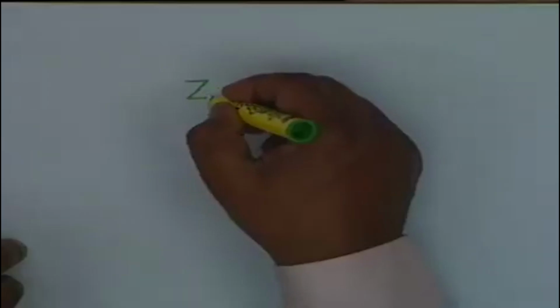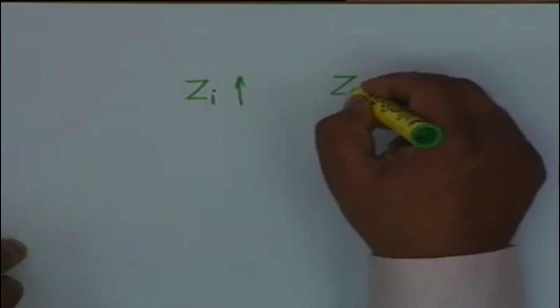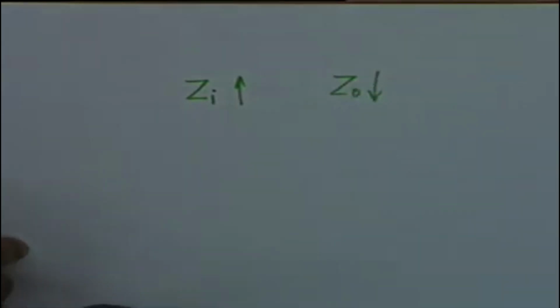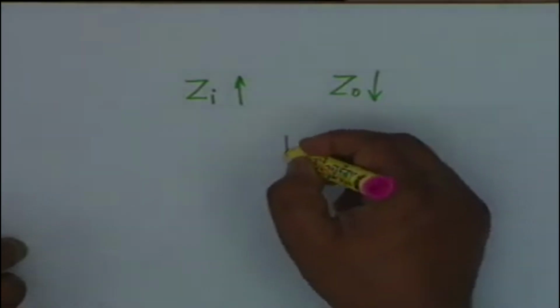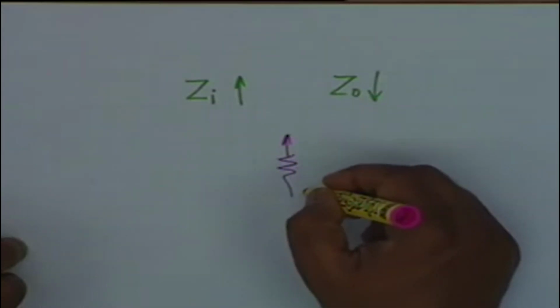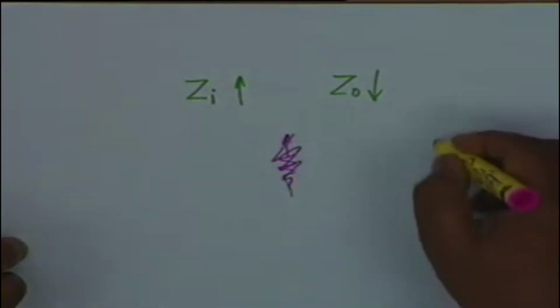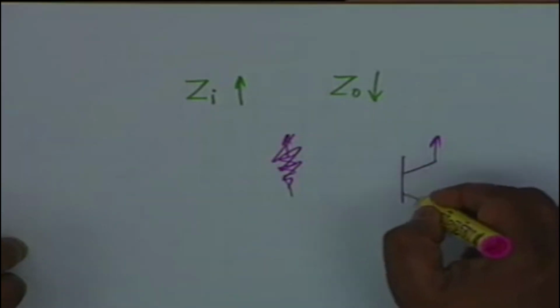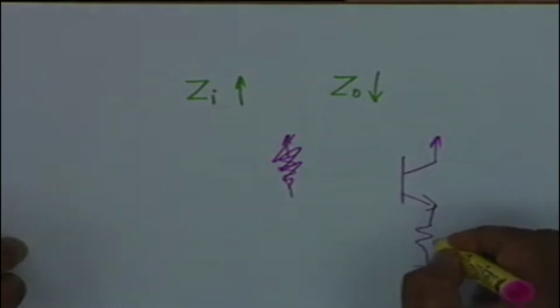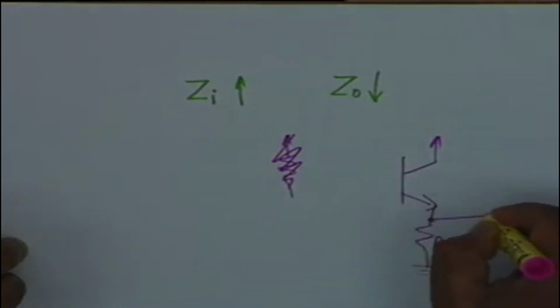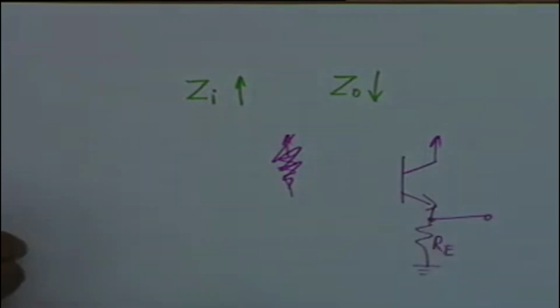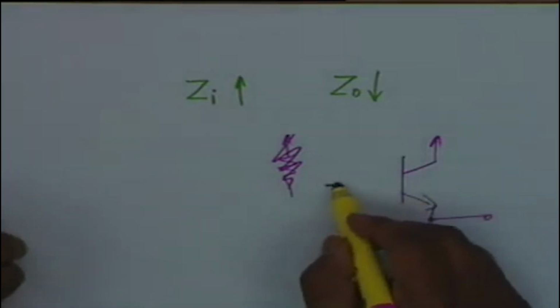Finally, we consider how negative feedback increases the input impedance and reduces the output impedance. And we shall illustrate this rather than in terms of block diagram and general theory. We shall illustrate this by means of a simple example, and the example that we take is that of an emitter follower. Emitter follower is also a common collector amplifier.